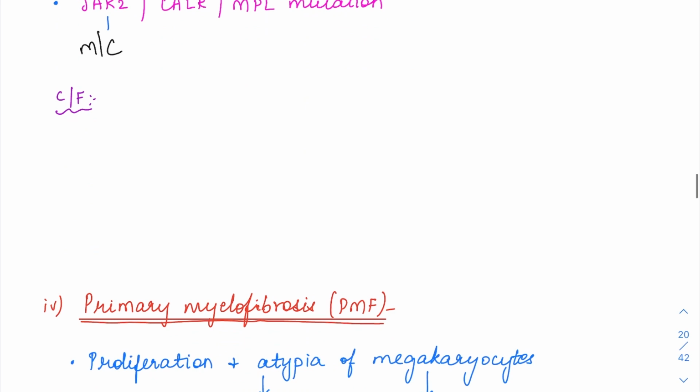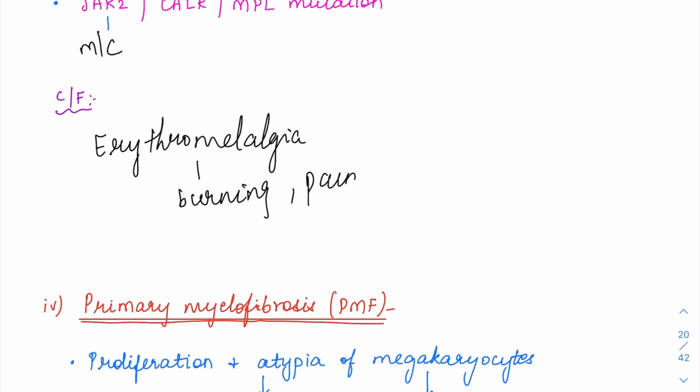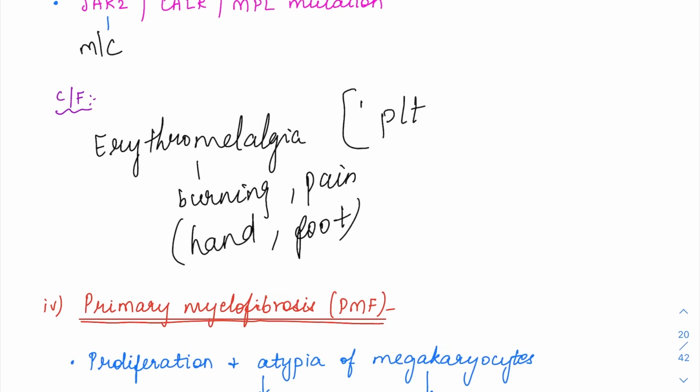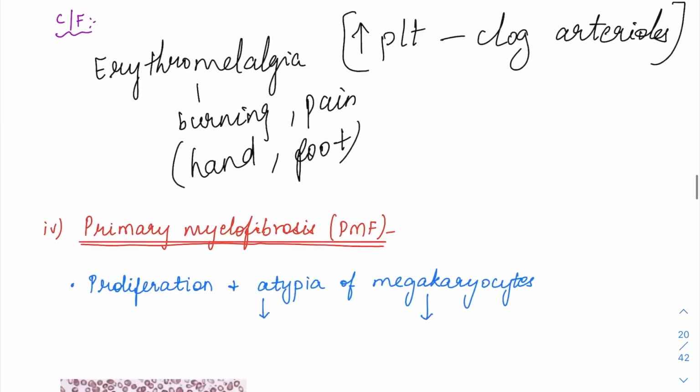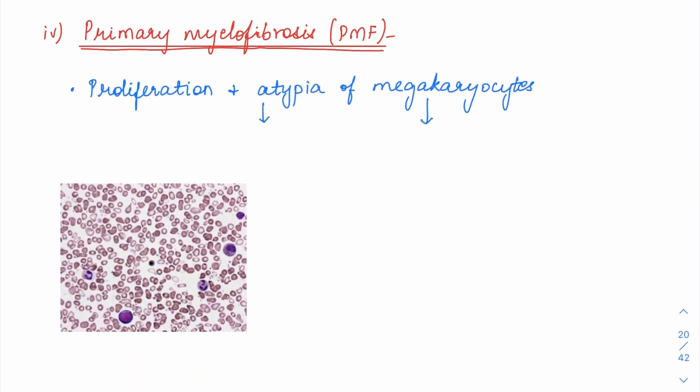So clinical features, if you see, the patients are going to present with something called erythromelalgia. Erythromelalgia is nothing but a burning sensation and a pain kind of feeling you will see in the feet and the hands. So burning sensation along with pain in the hand and foot is called erythromelalgia. It is actually because the increased platelets which are formed are going to clog the small arterioles. So small vessels are going to be clogged. Because of that, the blood supply is not reaching the peripheries, and that is going to result in the pain. So, erythromelalgia.